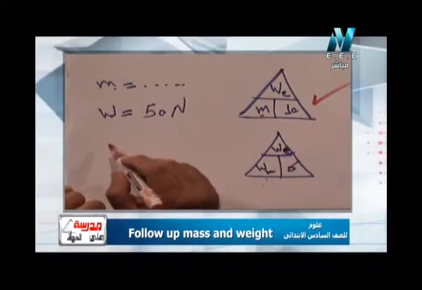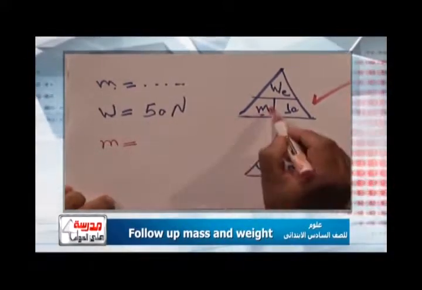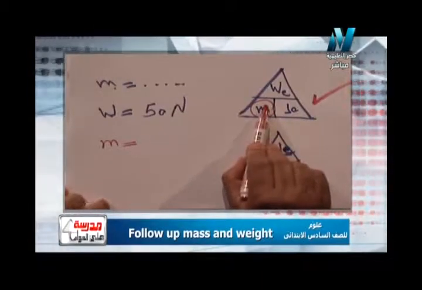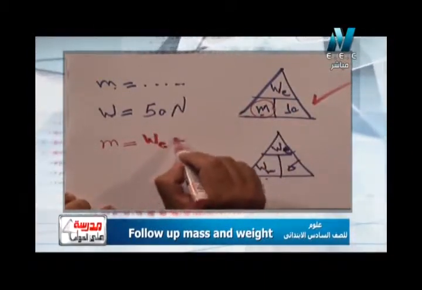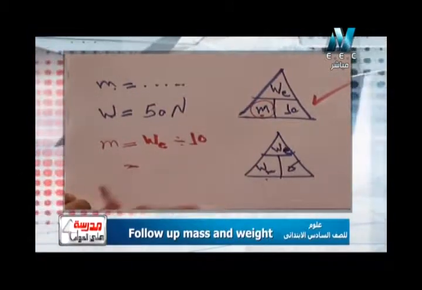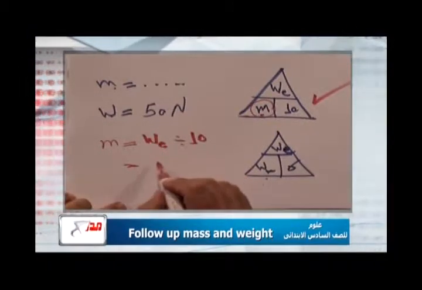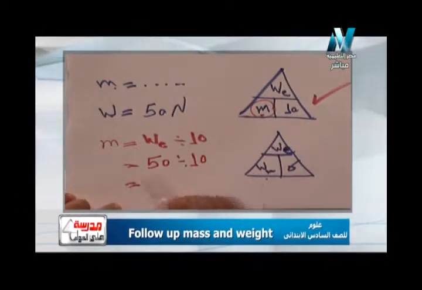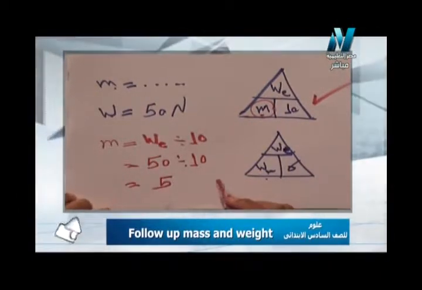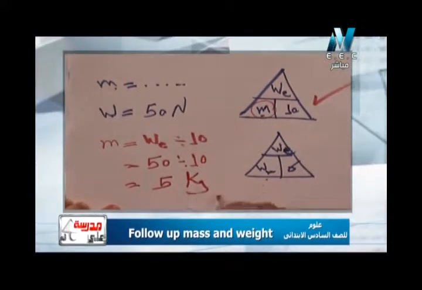So if I want the mass, mass equal what? Look here, I put my pen on the mass. Mass equal weight on the earth divide 10. So it will be what? Weight on the earth equal, as I have in the problem, 50 divide 10 equal 5. 5 what? 5 kilogram. Yes, surely 5 kilogram.